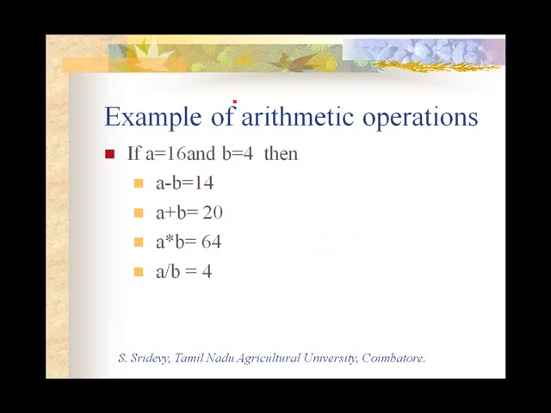Let me give examples of arithmetic operations. If A is equal to 16 and B is equal to 4, then A minus B is equal to 12. That is 16 minus 4 is equal to 12. And A plus B, that is 16 plus 4, is equal to 20. A multiplied by B, that is 16 into 4, is equal to 64. A divided by B, A slash B, is nothing but A division B, A divided by B is equal to 4.